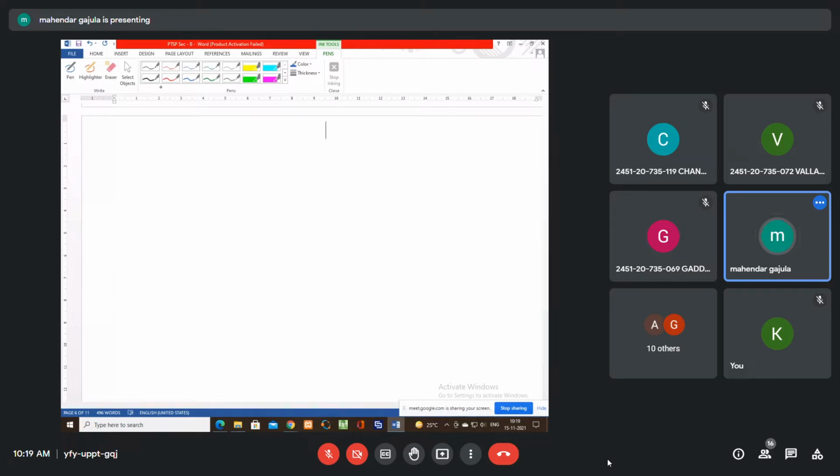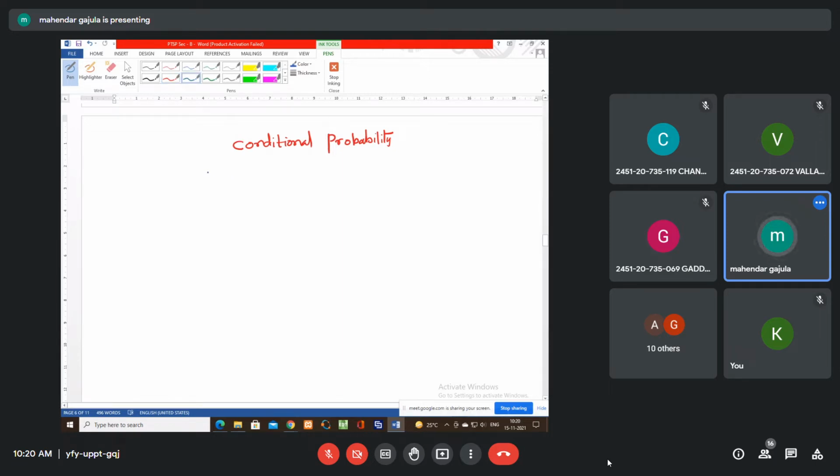Now, the heading: conditional probability. Conditional probability means we use this probability whenever there is a dependency.